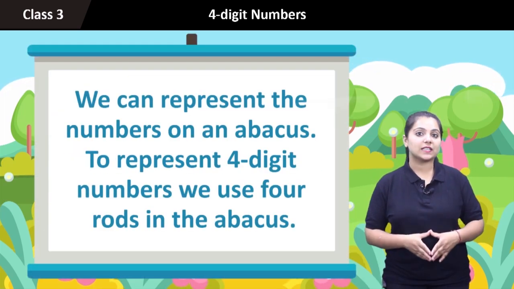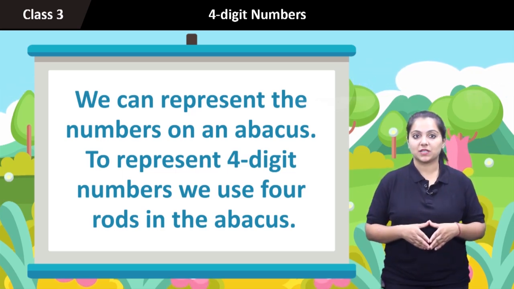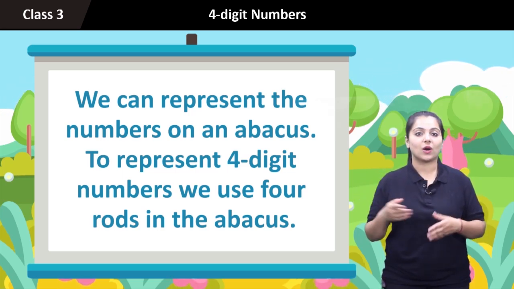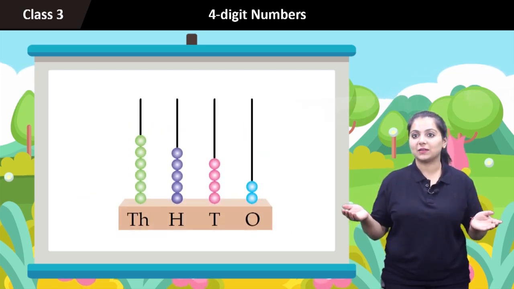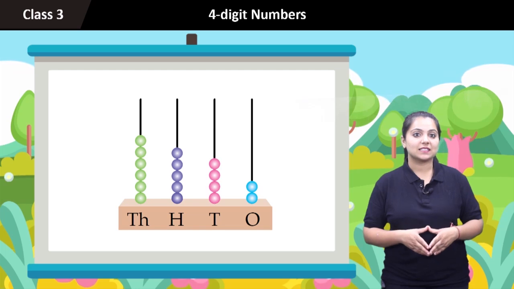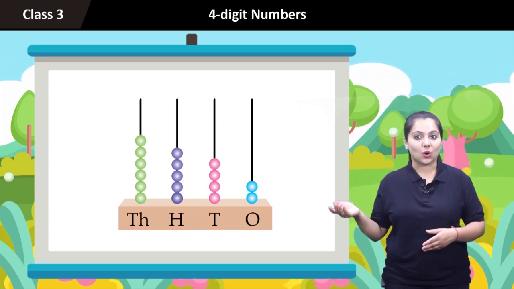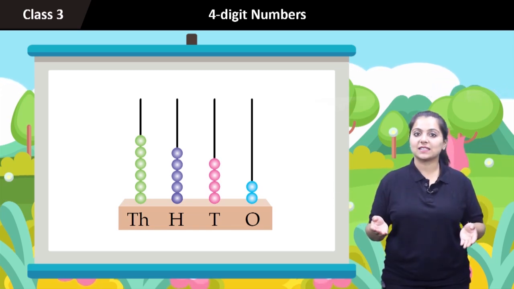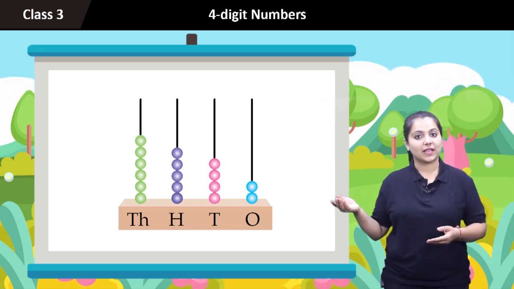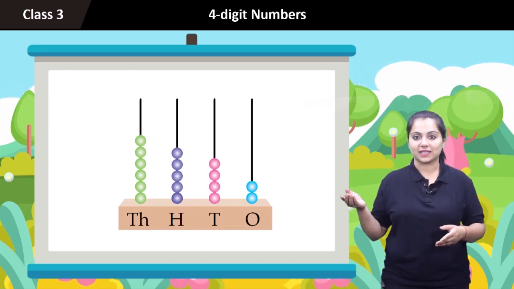Numbers on the abacus. We can represent the numbers on an abacus. To represent 4-digit numbers, we use 4 rods on the abacus. Each rod represents a different value. From the right, first rod represents ones place. Second rod represents tens place. Third rod represents hundreds place. And the last rod represents thousands place.